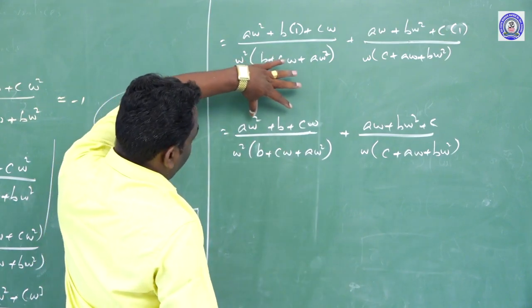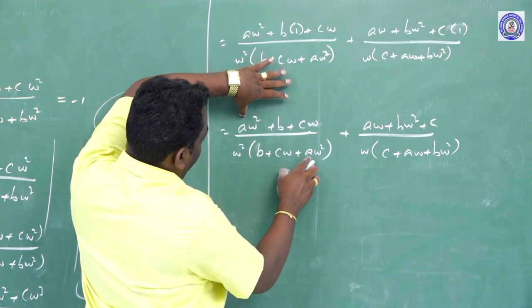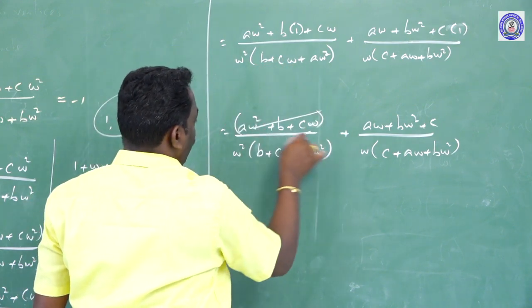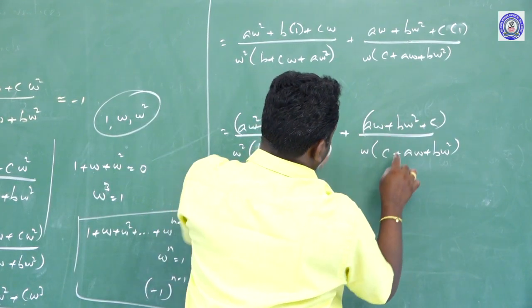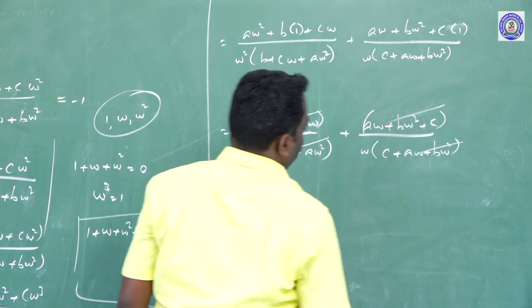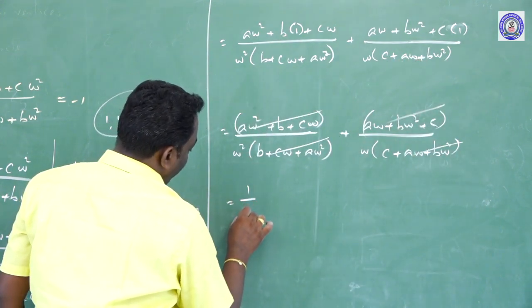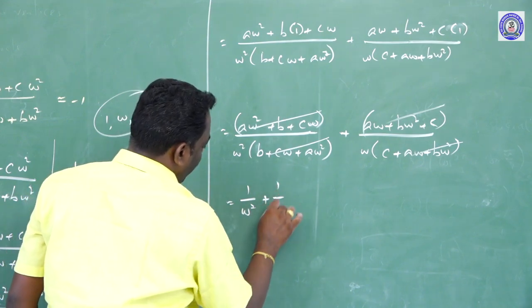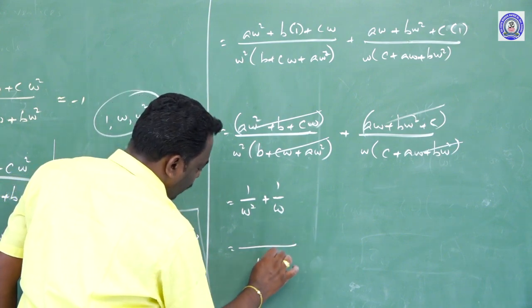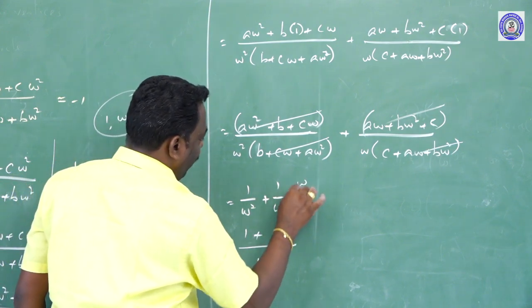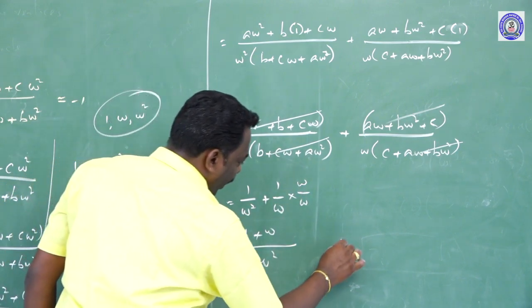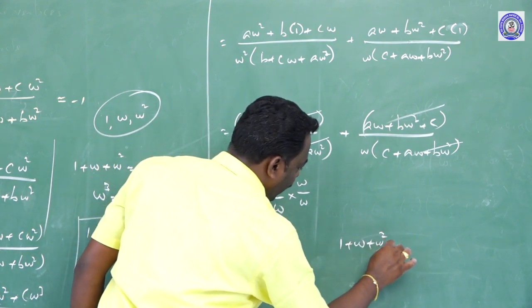So now look at the numerator and denominator: Aω² plus B plus Cω, both are the same terms, so they cancel, and here also Aω plus Bω² plus C, both terms are cancelled. That is equal to the remaining 1/ω² plus 1/ω. Taking the common denominator ω², we multiply and divide the second by ω, so the numerator becomes 1 + ω, and that is equal to (1 + ω + ω²)/ω², which equals 0.